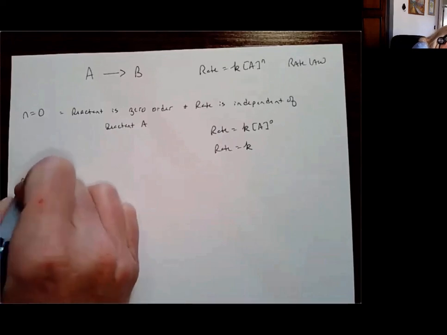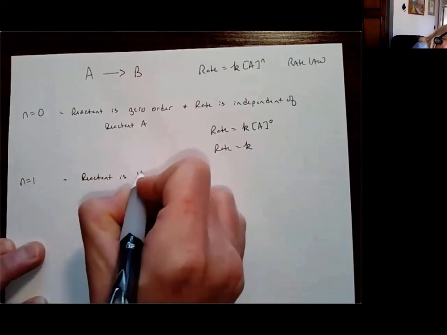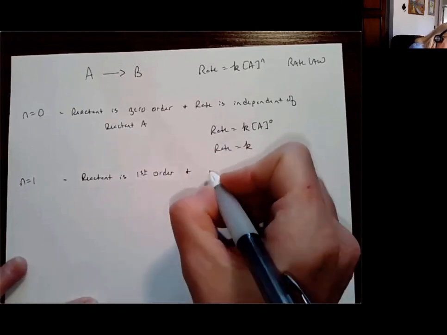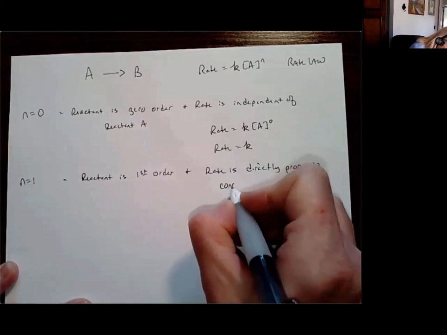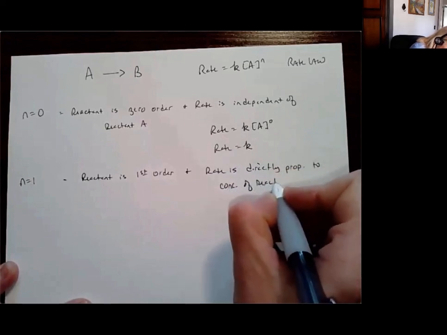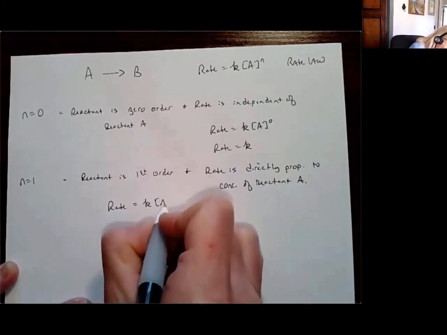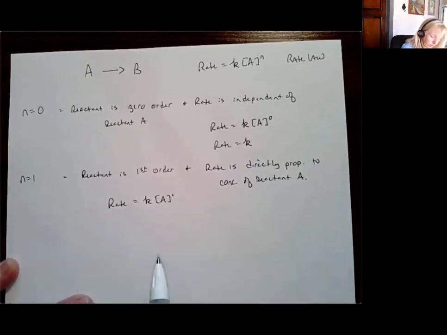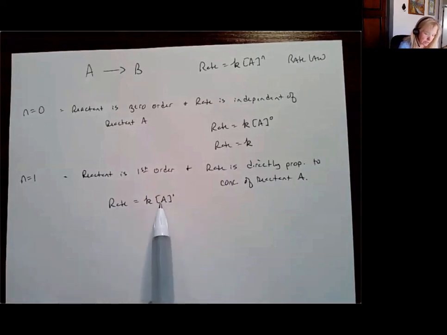When n equals 1, this is my reactant is first order. And then my rate is directly proportional to my concentration of reactant A. So then my rate law would look like this, k, A to the first power. So if I start with 1 molar concentration, I'm going to have a particular rate. If I start with 2 molar concentration, then my rate's going to be double. So these are going to be directly related if this is first order.